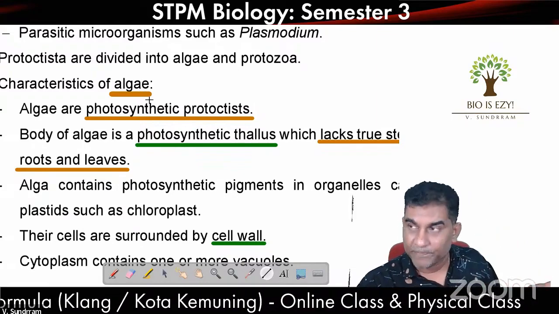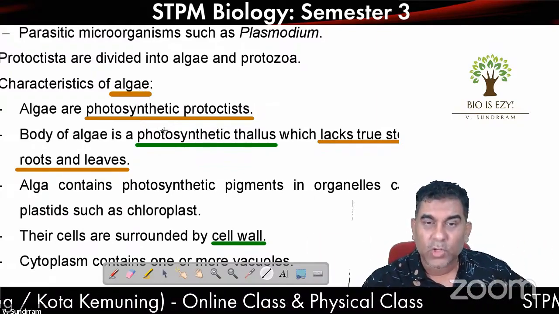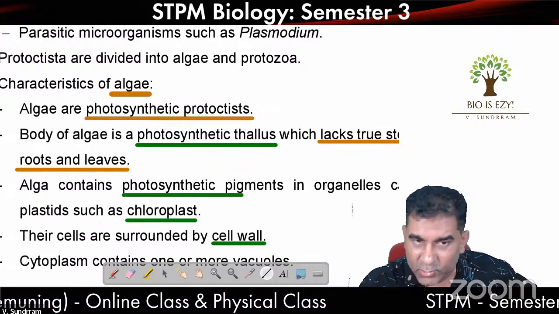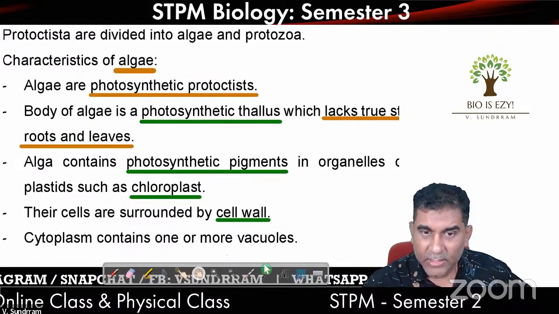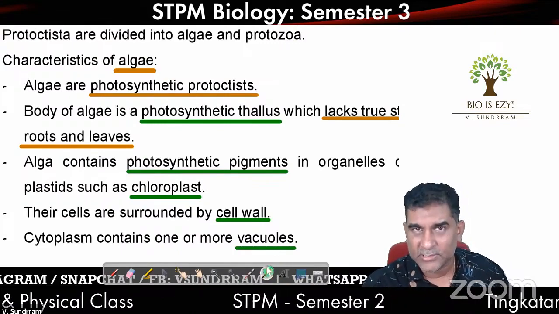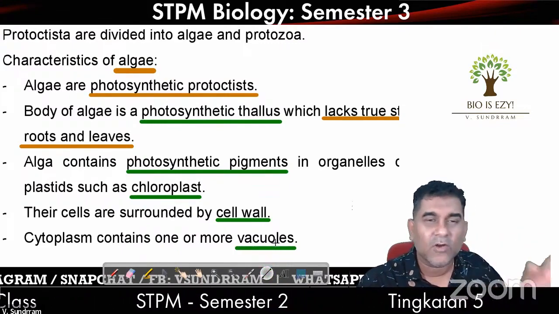Both algae and protozoa come under Protoctista. They have chloroplast, they have photosynthetic pigment, they can do photosynthesis, they have vacuoles. But the main point is, have cell wall, can do photosynthesis, cannot form tissue.